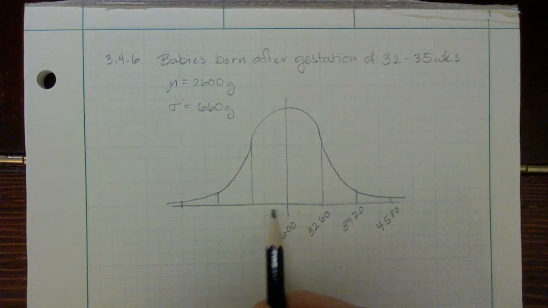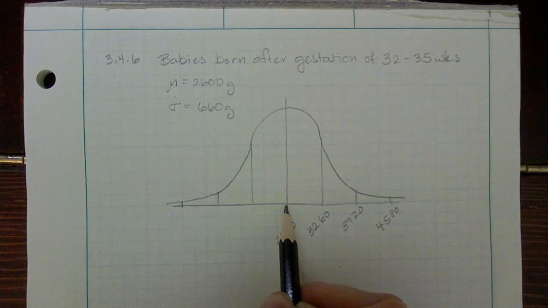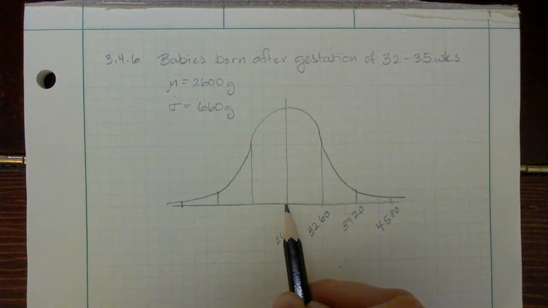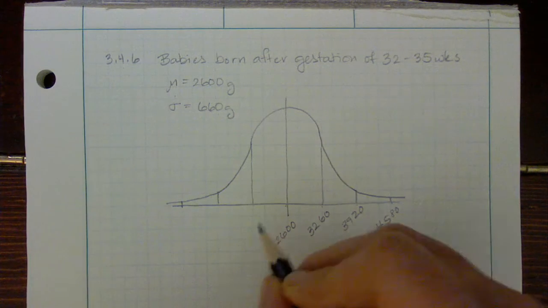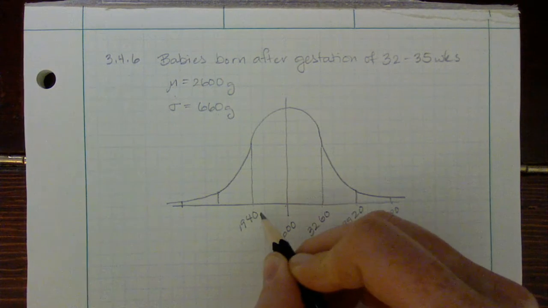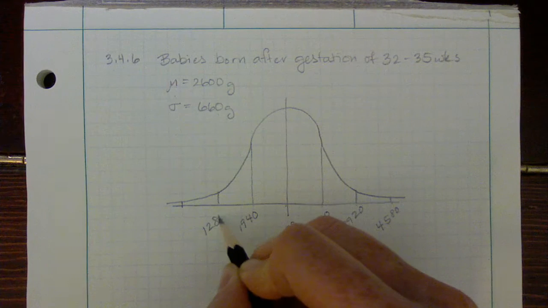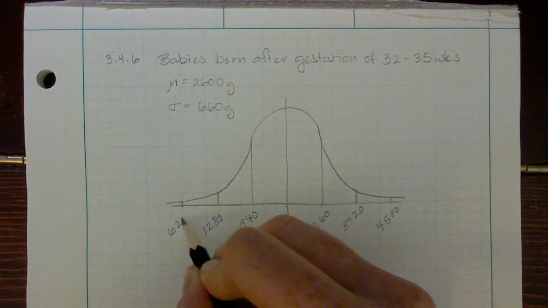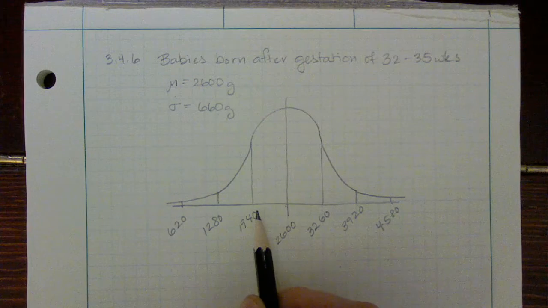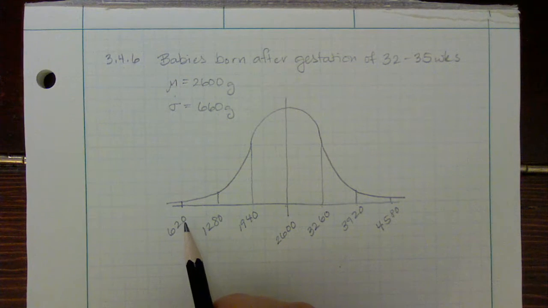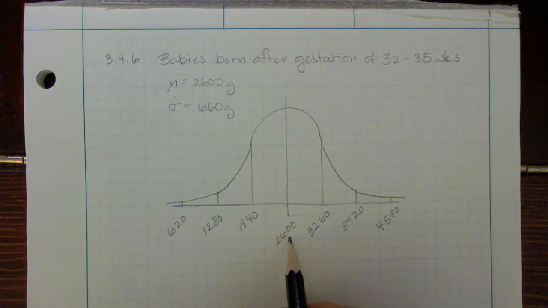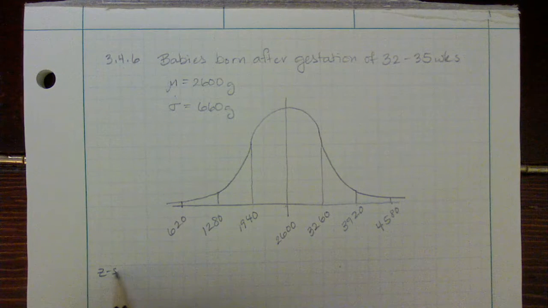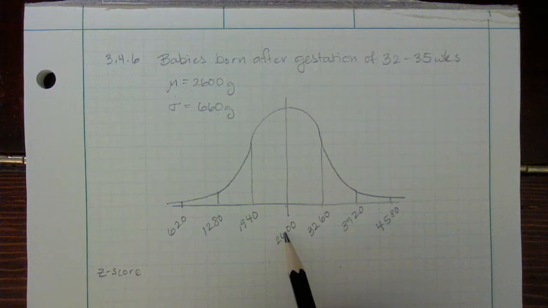As I go down from the mean, I am again going in increments of 660. So 1,940, 1,280, and 620 would be the labels on my tick marks down here below the mean. Now what I've actually done here is I have labeled the z-score increments, and the z-score, if you recall, is a measure of how many standard deviations from the mean.